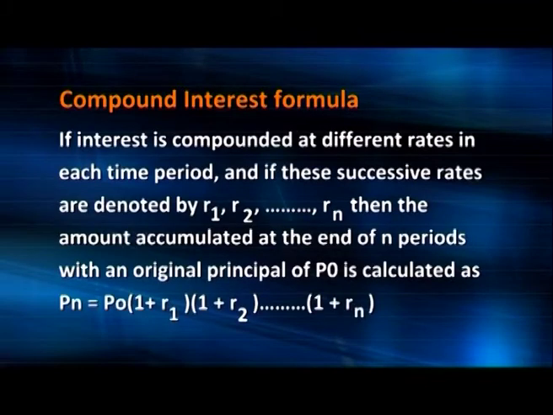If interest is compounded at different rates in each time period, and if these successive rates are denoted by R1, R2, and so on to Rn, then the amount accumulated at the end of n periods with an original principal of P0 is calculated as Pn is equal to P0 into (1 plus R1) into (1 plus R2) and so on to (1 plus Rn).